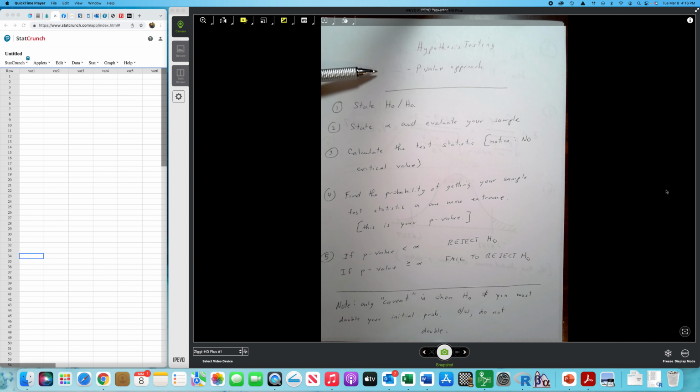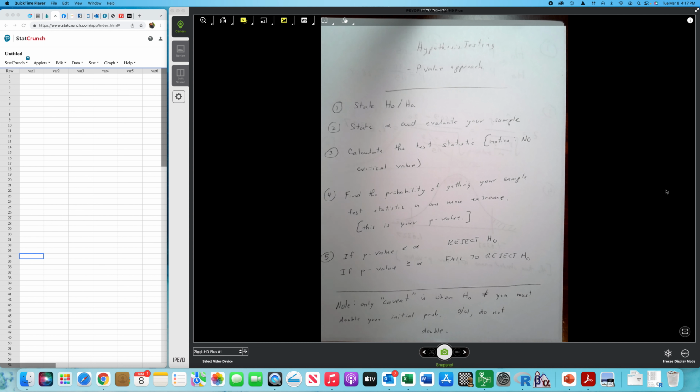It has a lot of similarities with the critical value approach, which I've taught you in the previous couple of videos. We start out stating the null and alternative hypotheses, same as before. We state our alpha level and evaluate the sample. We calculate the test statistic. But notice there's no critical value that we calculate. Then we calculate the probability of getting your sample test statistic that you calculated up here, or one more extreme. This is called your p-value.